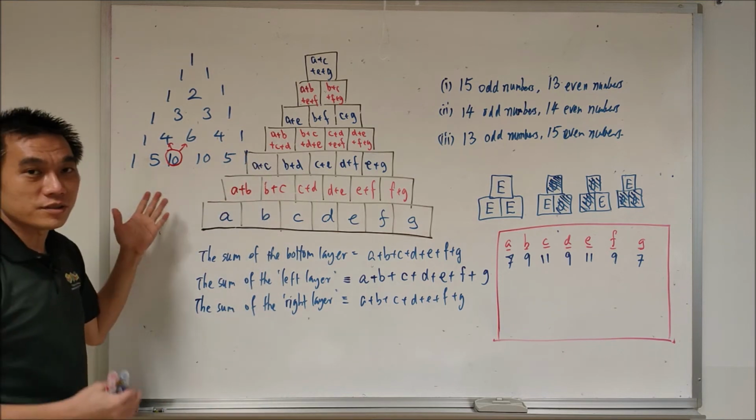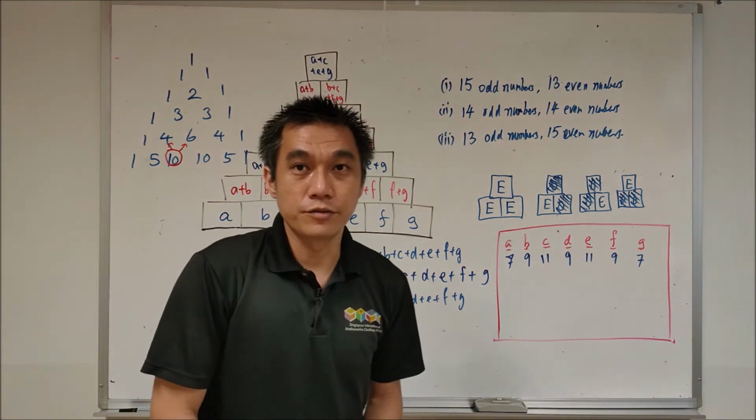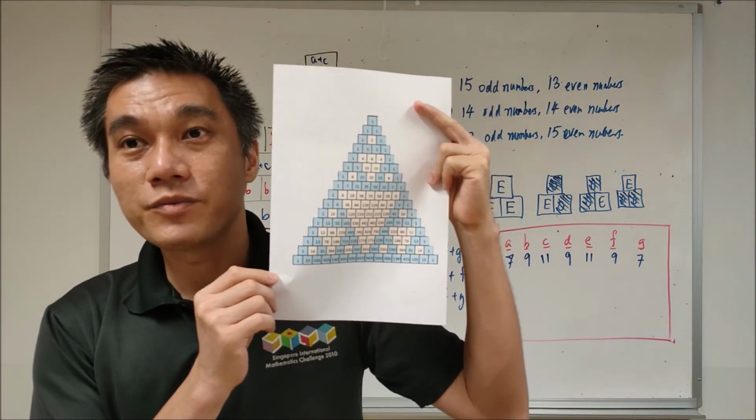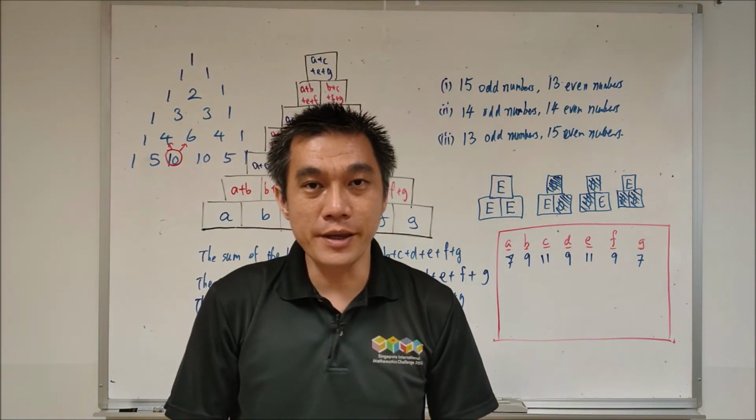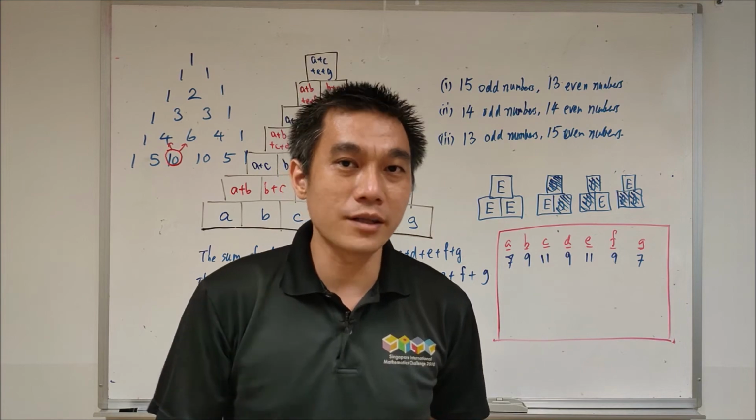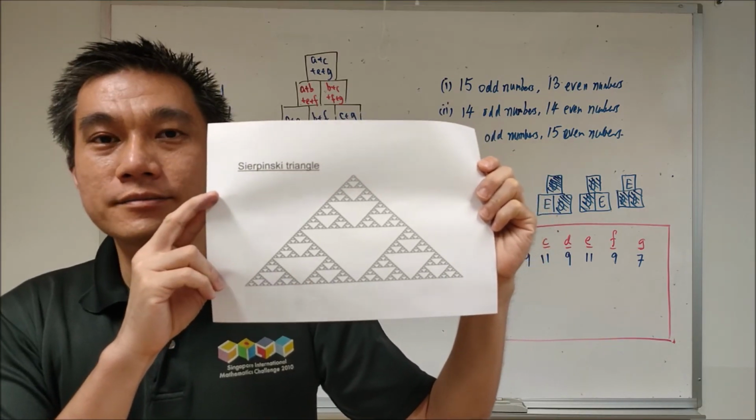There is an interesting result if you color the numbers in the Pascal triangle. For example, if you color the odd numbers, then this is the pattern we can see. And if you make an even bigger Pascal triangle and only color the odd numbers, we get these nice Sierpinski triangles.